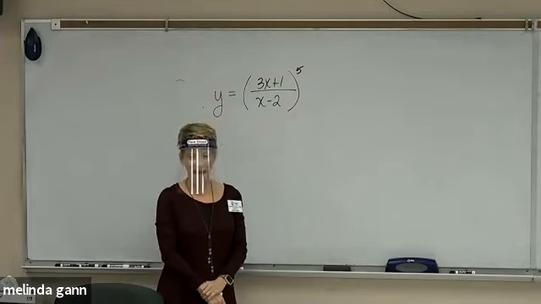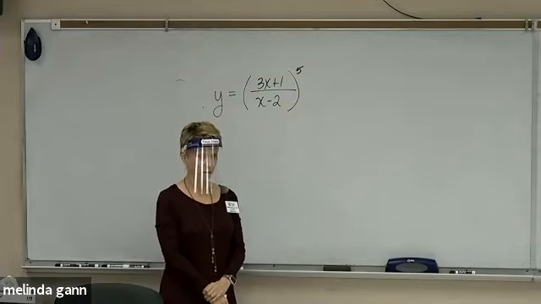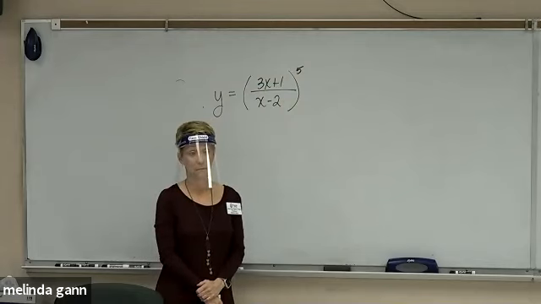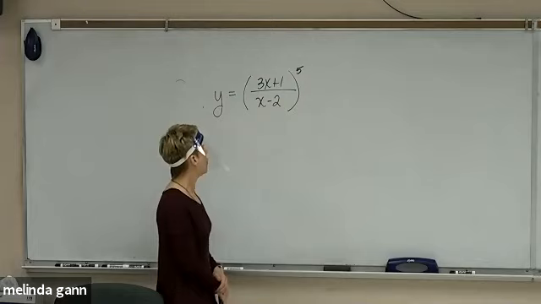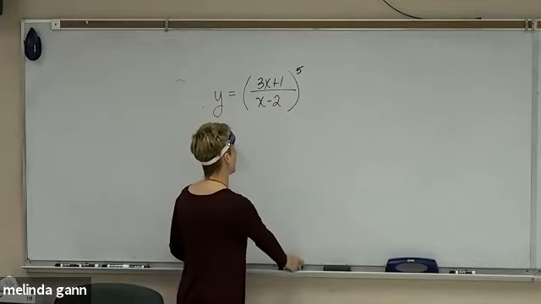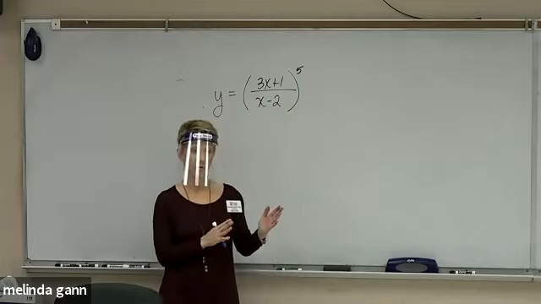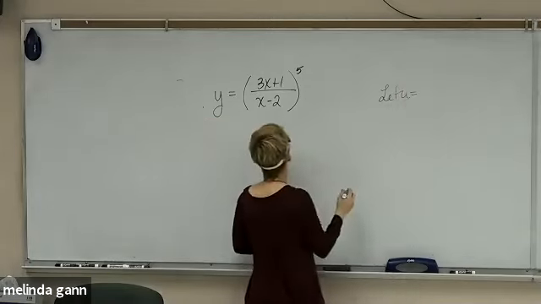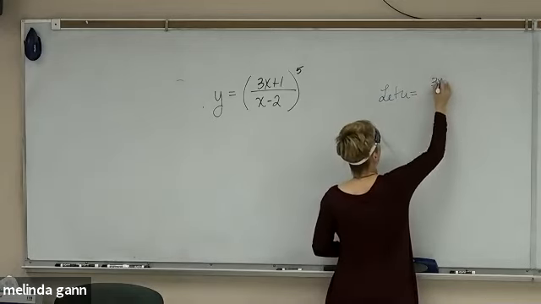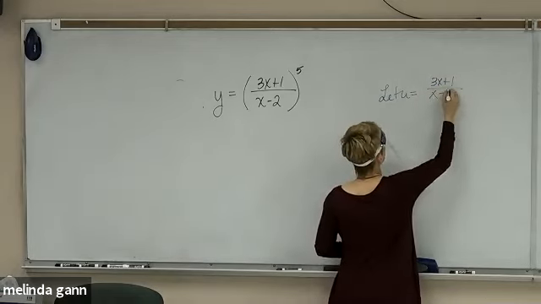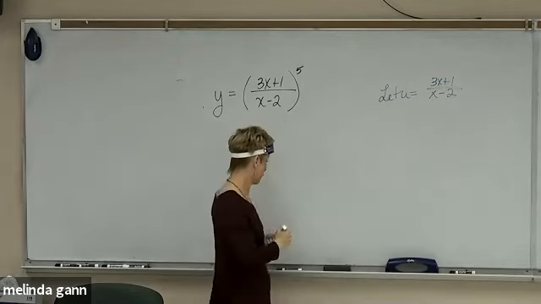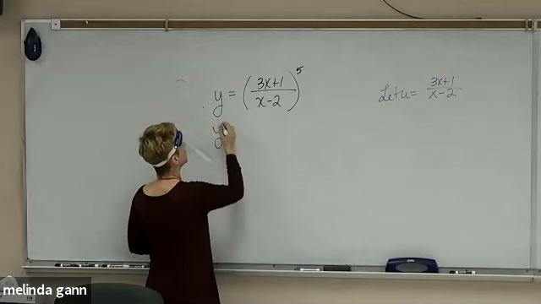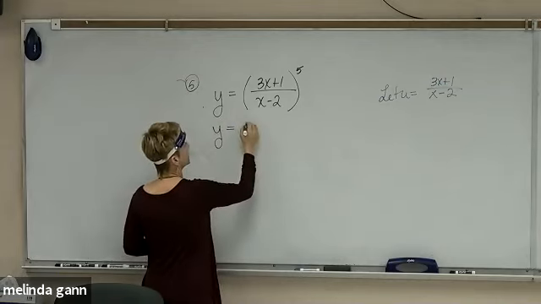Now, if that was to the 2nd power, I might multiply it out. But to the 5th power, I'm just not going to do that. So what am I going to let u equal? I mean, I need single letters to powers, correct? So what am I going to let u equal? Yeah, that whole fraction, 3x plus 1 over x minus 2. Then this will become y equals what? U to the 5th.